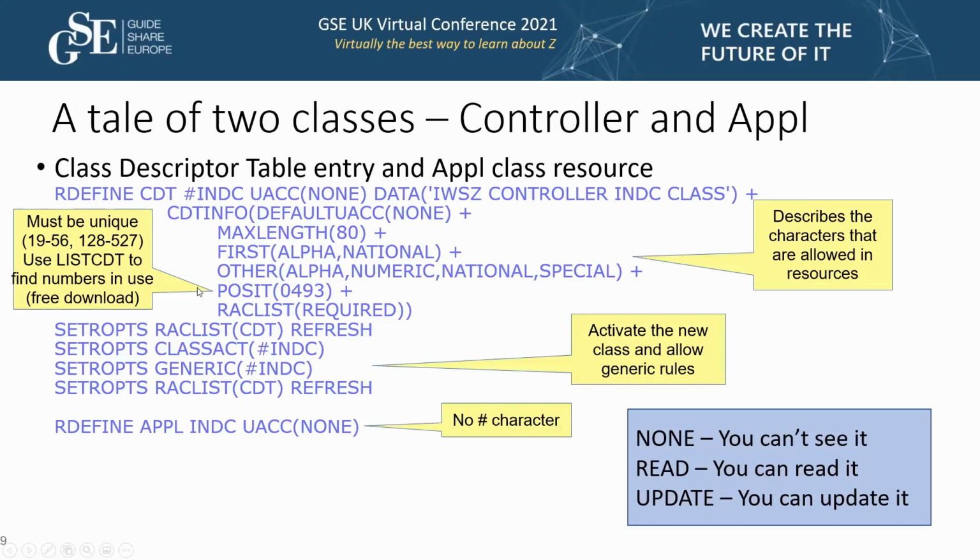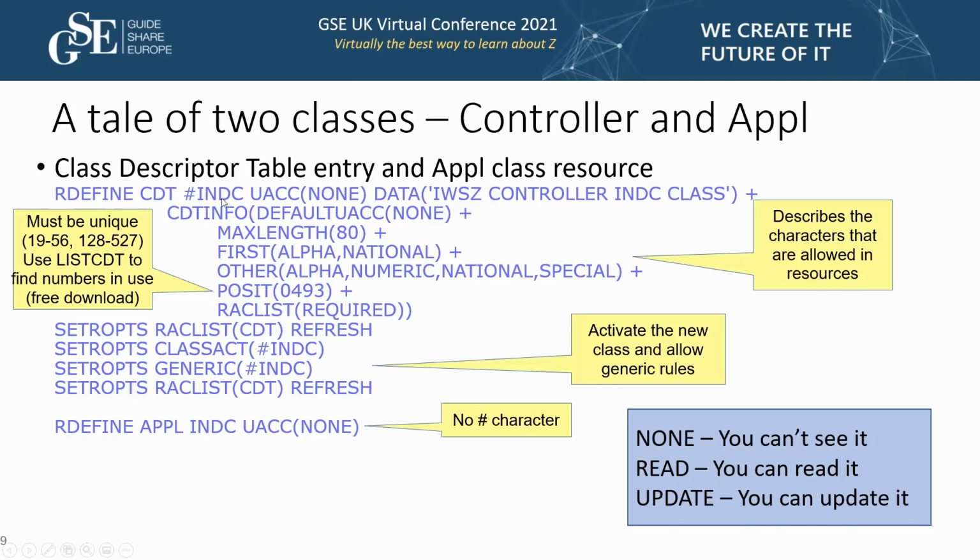I have to say, I have not been a RACF person. I don't understand exactly what this is, but you have to have one, and it ought to be unique. And there's a free utility you can download called listcdt that will let you know which POSIT numbers are free. Maybe we'll get a comment from one of the RACF people on the call later to say exactly what that is.